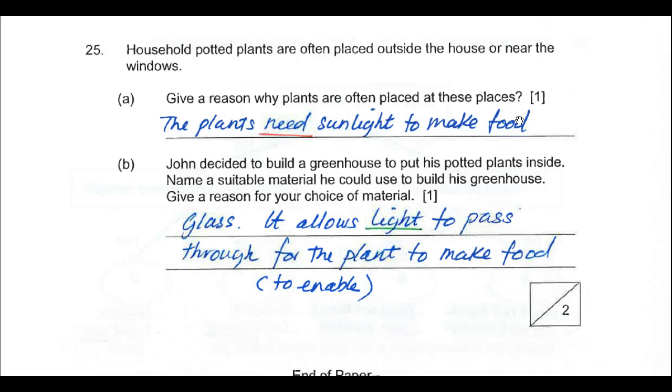Now, if John decided to build a greenhouse, go and Google on the internet to find out what a greenhouse looks like. Okay, in a greenhouse, it means you have to protect the plants from other elements like strong wind and strong rain. So usually you just cover the plants in a big house, a greenhouse, with glass. Okay, use glass. At the same time, why? Because the glass allows light to pass through, all right, enabling them to make food.